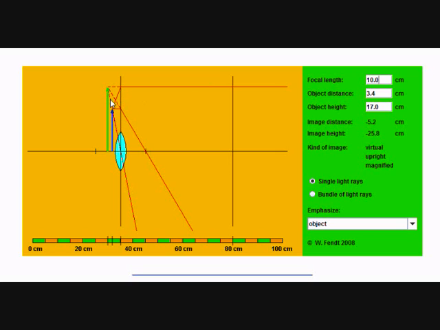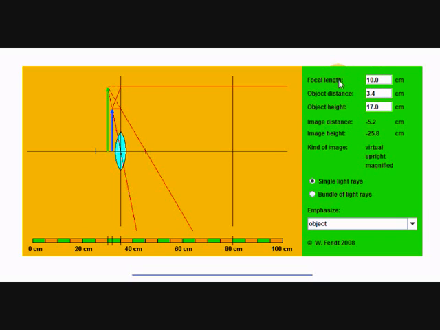Okay, so that's important for the lens equation that I'm just going to mention briefly right now. The lens equation then is 1 over u plus 1 over v is equal to 1 over f. Now u corresponds to the object distance, the image distance, of course, is v, and then the focal length is f.